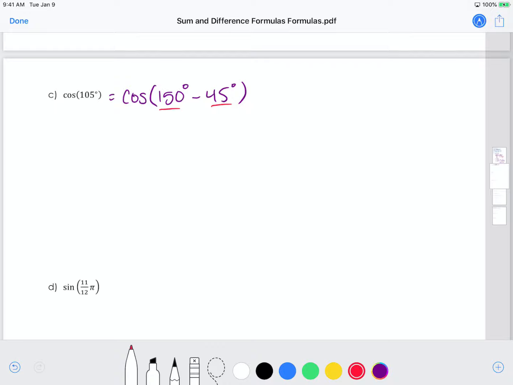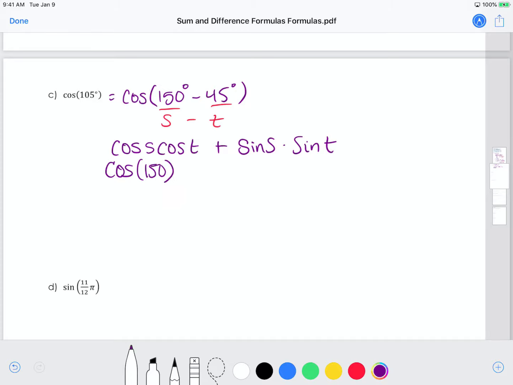Now, if I have the difference with cosine, my formula, if you look back up in the shaded box, is cosine of s, cosine of t, plus sine of s times sine of t. So s is 150, so I have cosine of 150 times cosine of t, which is 45, plus sine of s, which is 150, and sine of t, t is 45.